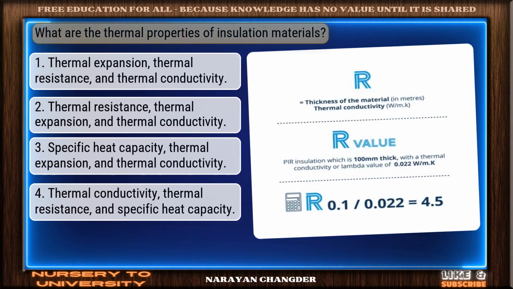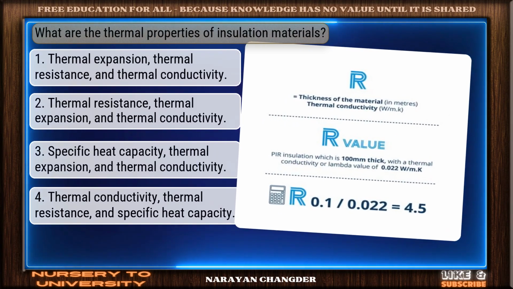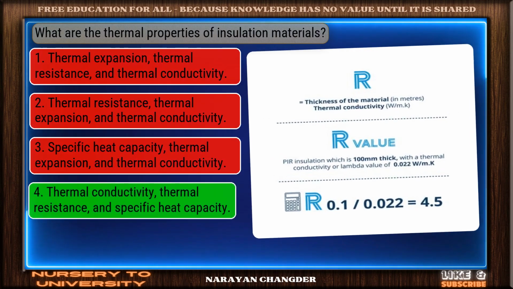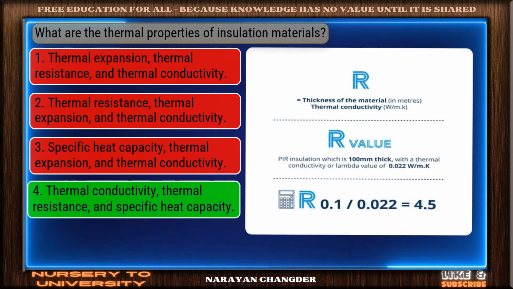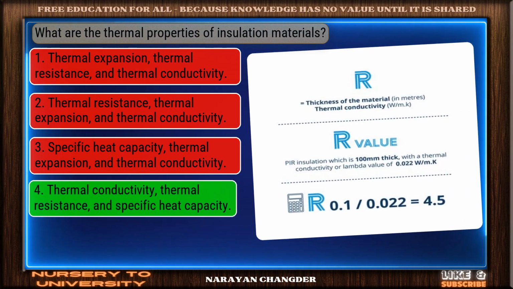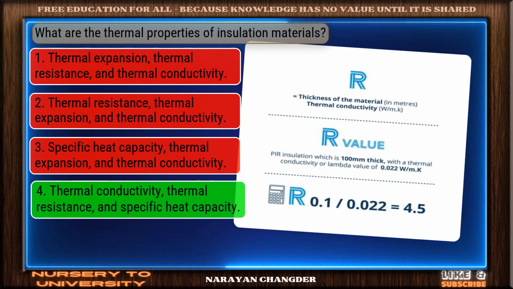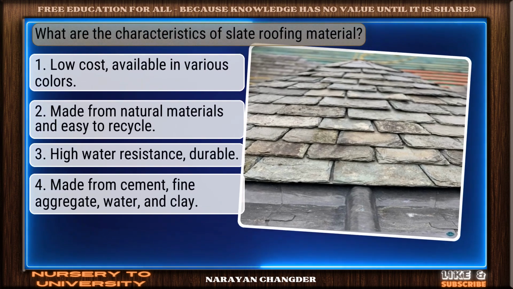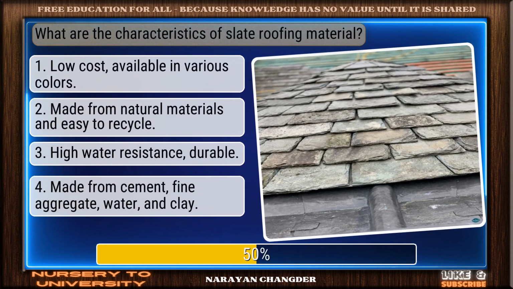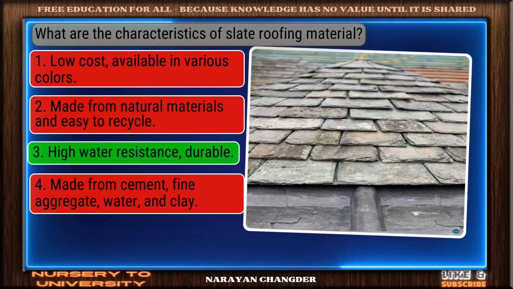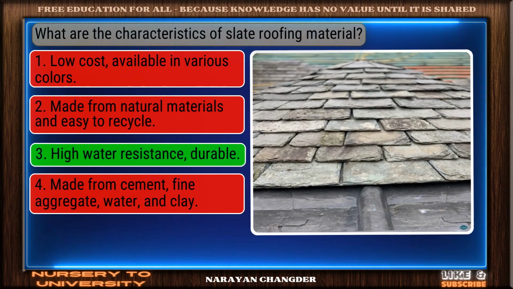What are the thermal properties of insulation materials? Right choice. Thermal conductivity, thermal resistance, and specific heat capacity is the best answer. What are the characteristics of slate roofing material? Excellent choice. High water resistance, durable is the right answer.